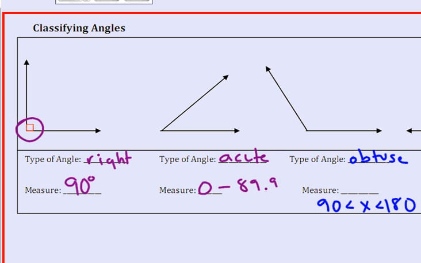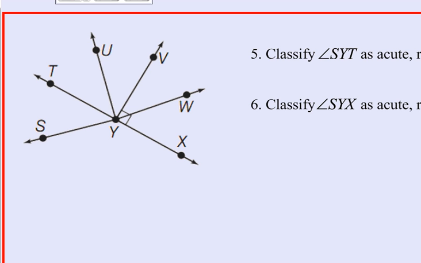This last type, you notice how it's just a straight line? Well, that's what we call a straight angle, and that's going to be exactly 180 degrees. So those are your big ways to classify angles.